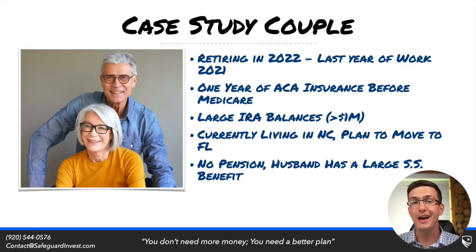They have some pretty large IRA balances, and so RMDs, required minimum distributions down the road, will be a concern for this situation. They're currently living in North Carolina, but planning to move to Florida in 2022 once they retire. And they have no pension, but the husband does have a fairly large Social Security benefit. The spouse is going to be taking half of that Social Security benefit.